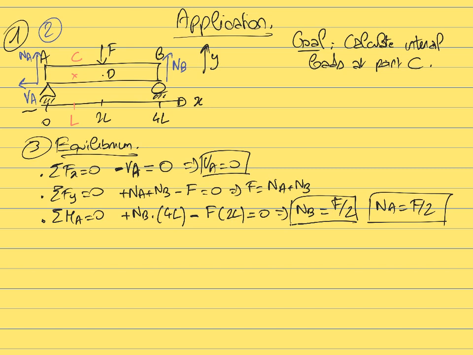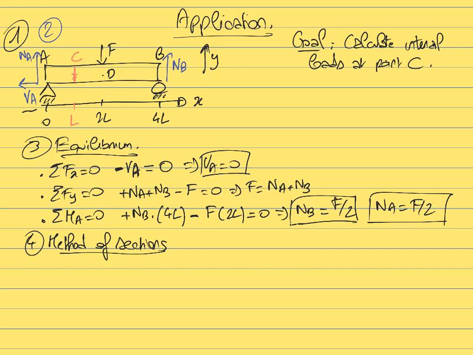Okay, so we are at step 3. We have written the condition of equilibrium. So now we are going to move to step 4, which is the method of sections. Here we want to calculate the load at the point C. So we are going to define a section that goes through the point C, the point at which we want to calculate the internal load.